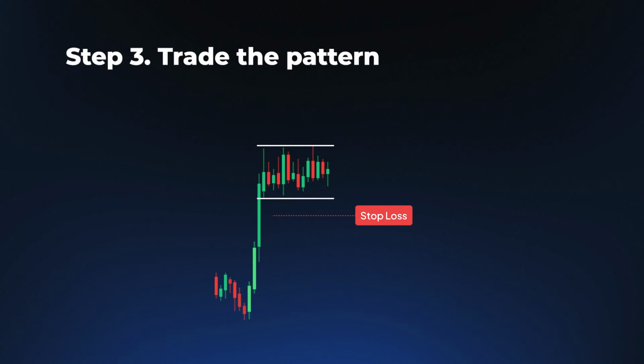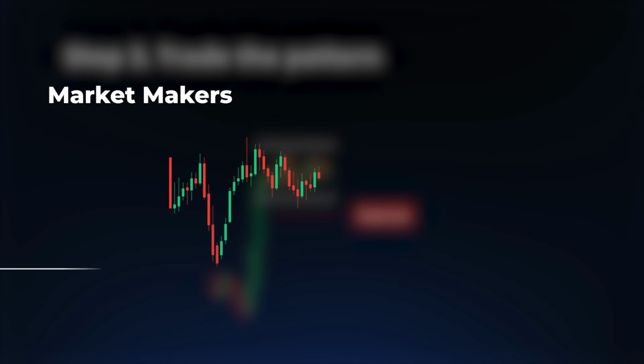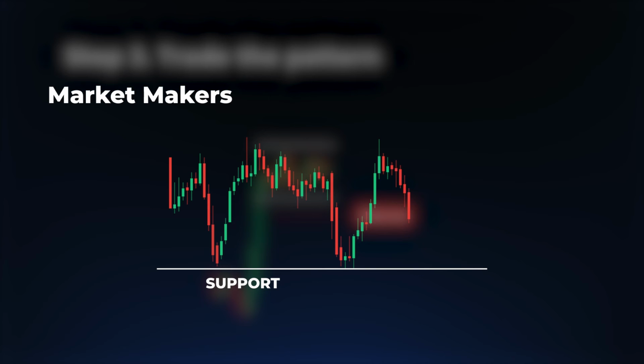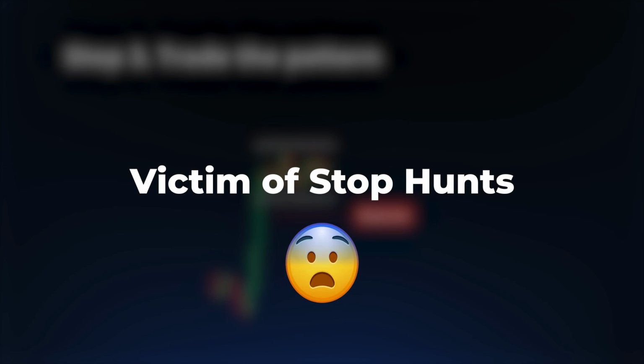However, keep in mind that this is a typical and well-known strategy, and market makers will often try to exploit this strategy and use it against you. For instance, they can push the price through key levels, support or resistance, to trigger stop orders, which can create a cascade of selling or buying pressure. Once the stop losses are triggered, the market maker can then buy back the asset at a lower price or sell it at a higher price, profiting from the induced volatility. And that's how you become a victim of stop hunts.